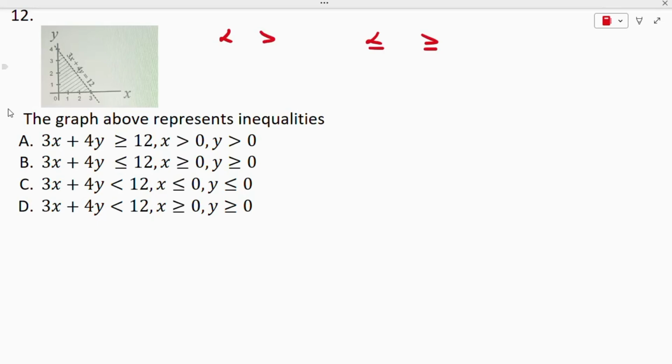If you take a look at the shaded region right here, we have it at the left hand side, that is, it is shaded below. Since it's shaded below, this implies that it is less than. So we have 3x plus 4y is less than 12. If you take a look at the graph properly, this implies that x is greater than or equal to 0 and y is greater than or equal to 0. So from here, looking at this, we find that D is the correct option.